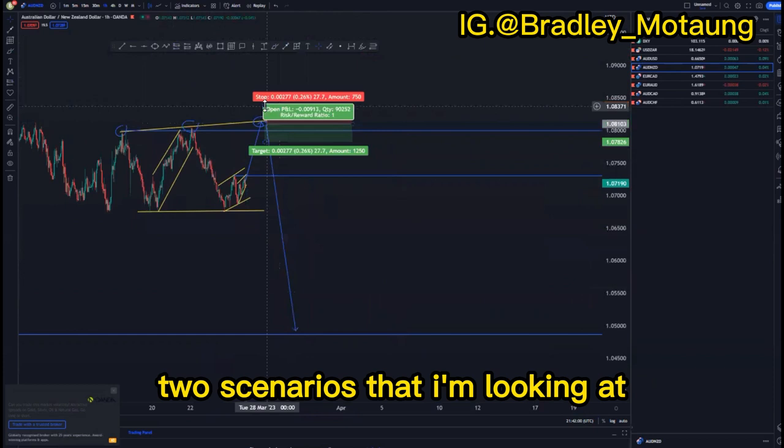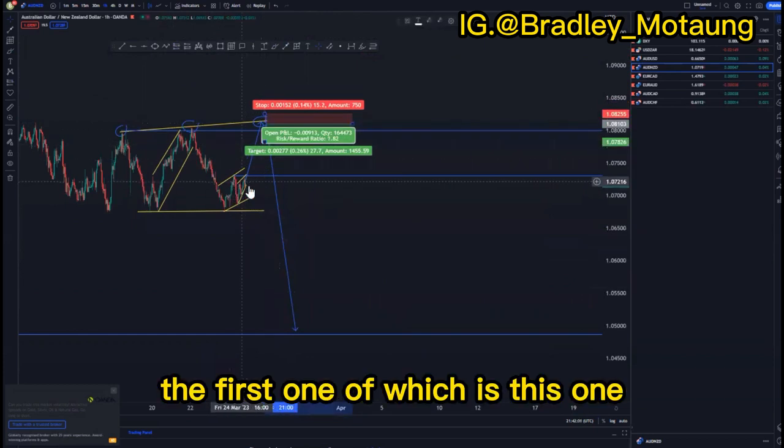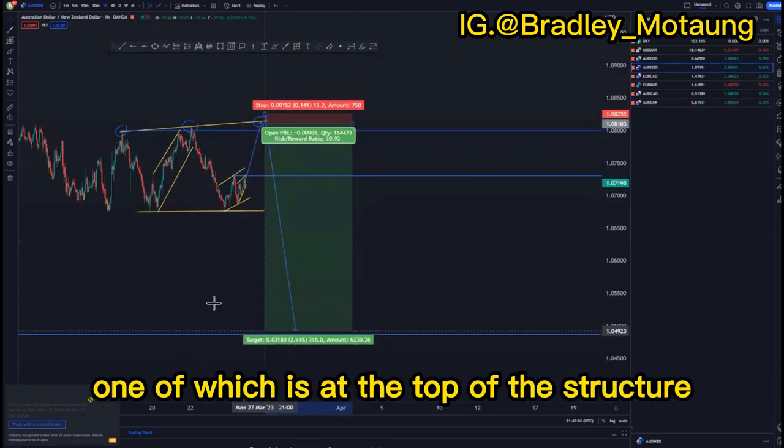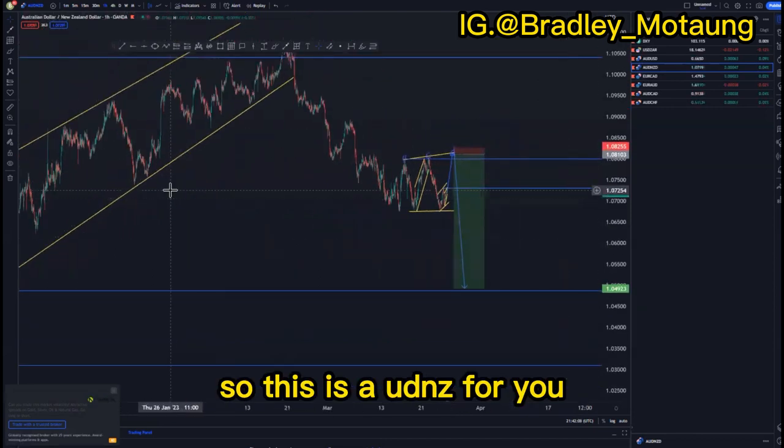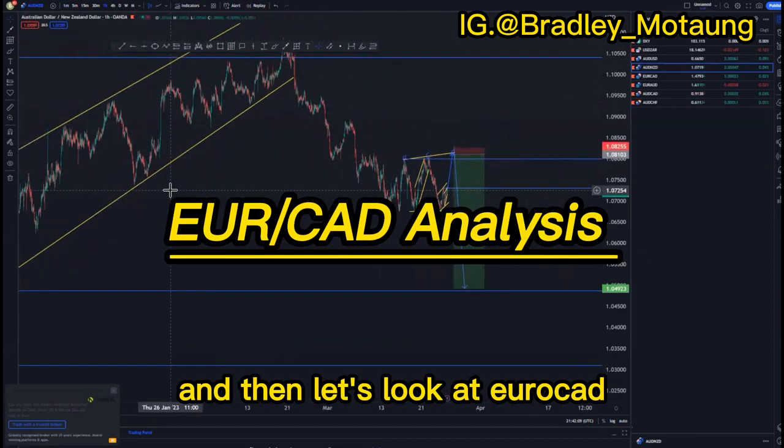Two scenarios that I'm looking at. The first one is this one, and the second one is at the top of the structure. So this is AUD NZD for you. And then let's look at EURCAD.